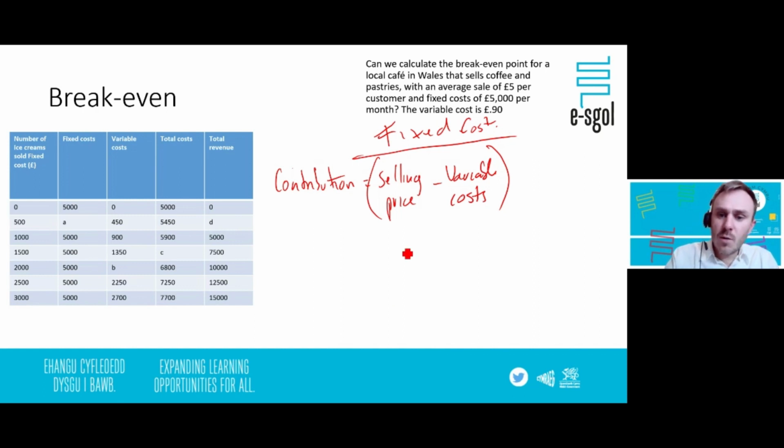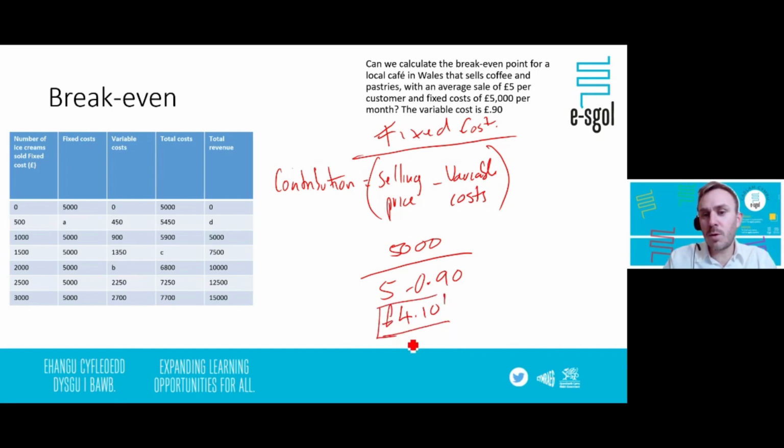So in this case, we've got £5,000 divided by 5 minus 90p. So we can work out that to start with. It's £4.10. So we know that's my contribution. So 5,000 divided by £4.10 gives us a sum of 1,219.5122.